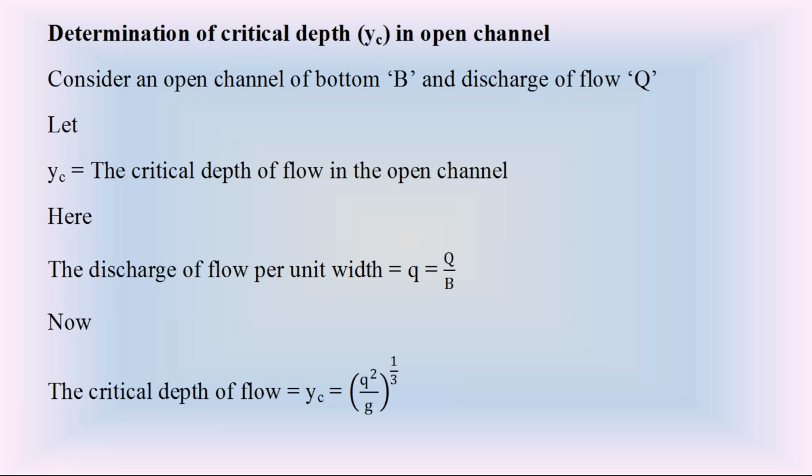By knowing this small q, discharge of water flow per unit width, I can calculate the critical depth of flow in the open channel. Yc is equal to q square by g, whole power 1 by 3. This is the equation to find out the critical depth of flow in the open channel. So by using this equation, we can determine the critical depth of flow in that open channel.